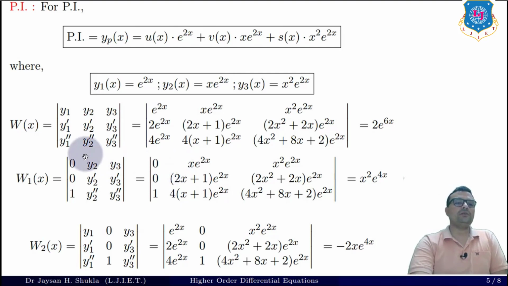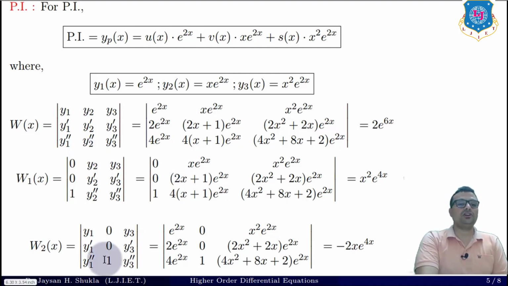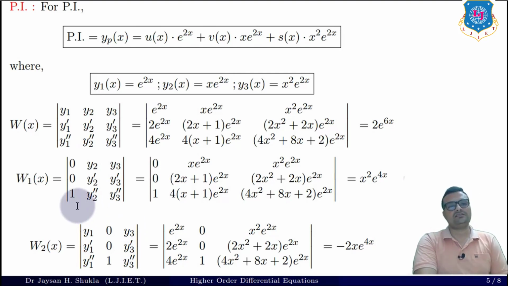So in w1, I am replacing the column of y1. In w2, I will replace the column of y2. And in w3, I will replace the column of y3. And how is this replacement done? Bottommost entry is 1, rest of the entries are 0. So if I replace this column with 0, 0, 1 and if I expand, I need to take only this value of x e raised to 2x into this part and 2x plus 1 e raised to x into this part. Simplifying it will give you x square e raised to 4x.